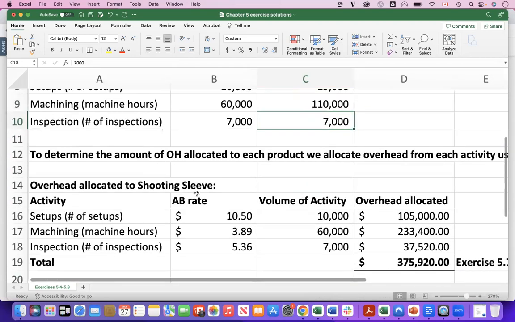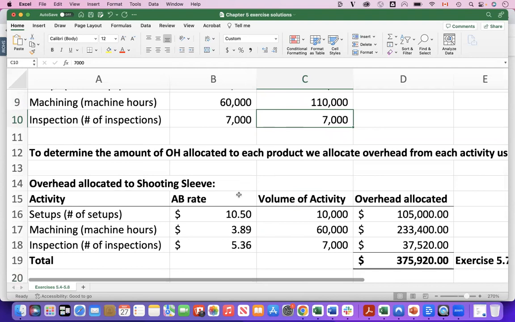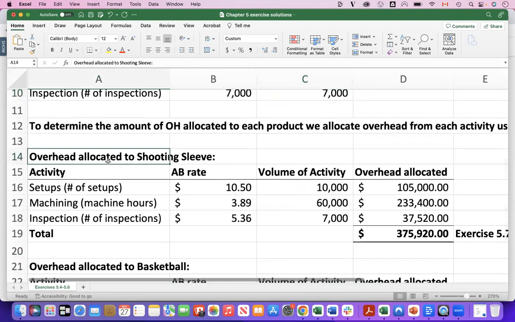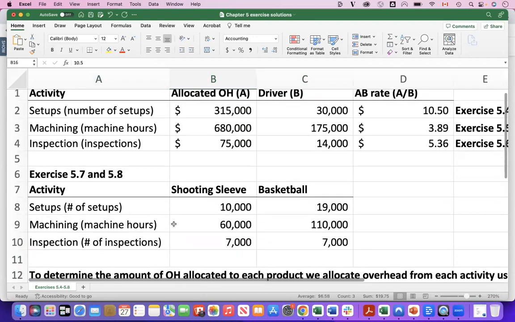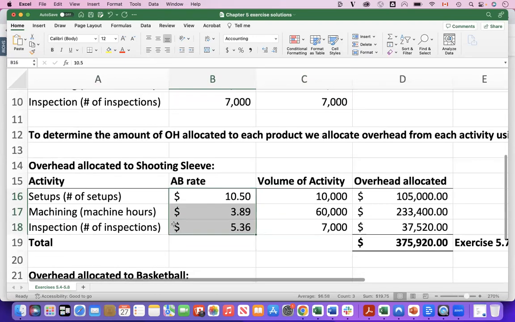So to allocate overhead to each product, we're going to calculate. We're going to start with the shooting sleeve. This is exercise 5.7. We're going to allocate to the shooting sleeve using the activity-based rate. So we carry those over from exercises 5.4 through 5.6. Notice they're the same as what we calculated up here. We don't recalculate them for the product or anything like that.